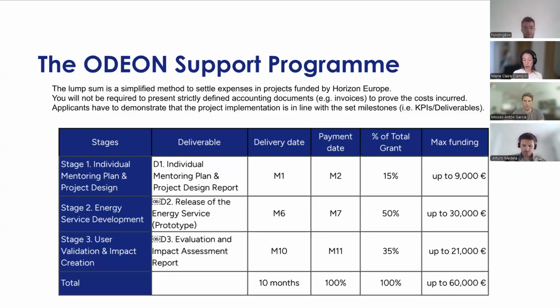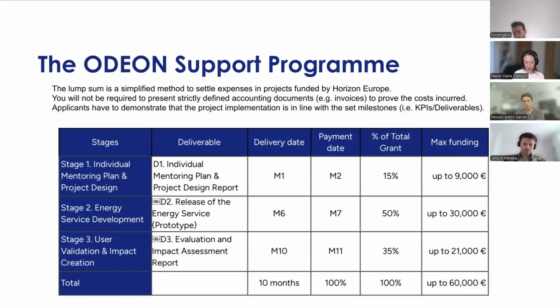And this will be your guide for the 10 months of your participation in the support program. You will receive up to 9,000 euros by the end of month 1, which is the delivery date for this deliverable. Then there will be a second deliverable, which is the release of the energy service. So this will be a prototype. Once again, if this prototype is approved by the mentoring committee and the selection committee, you will be paid by month 7 up to 30,000 euros.